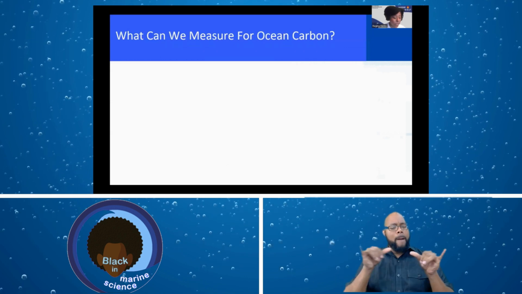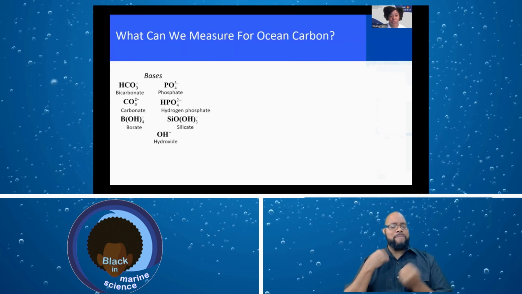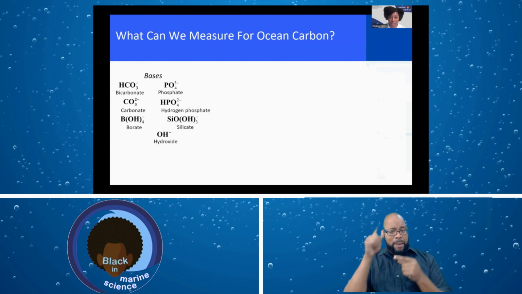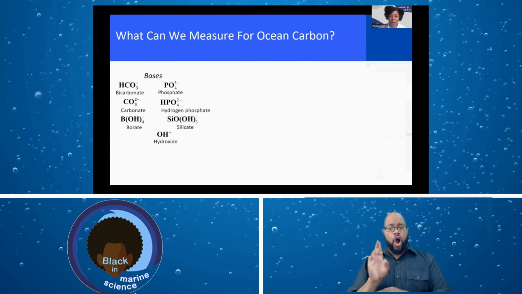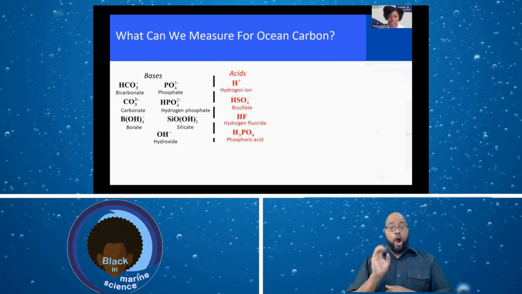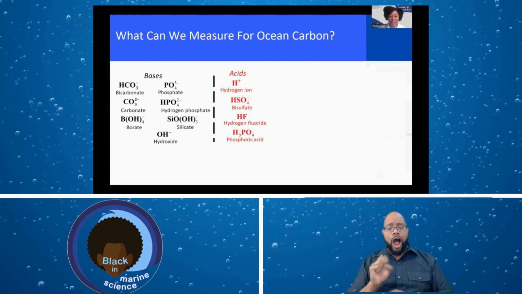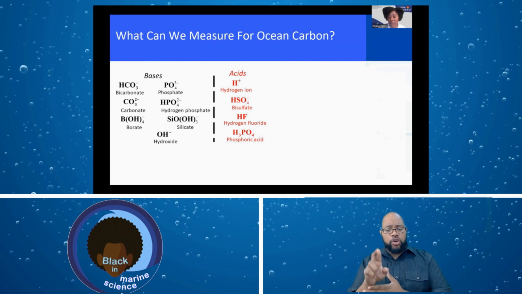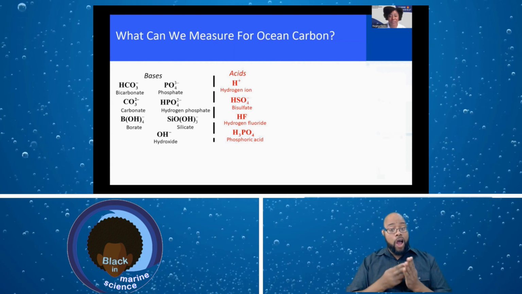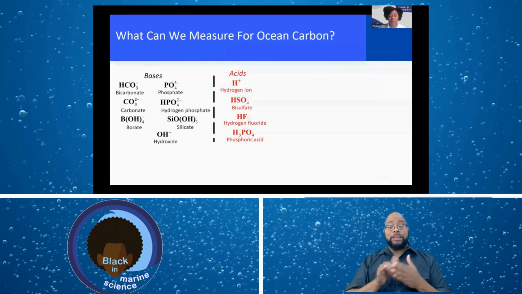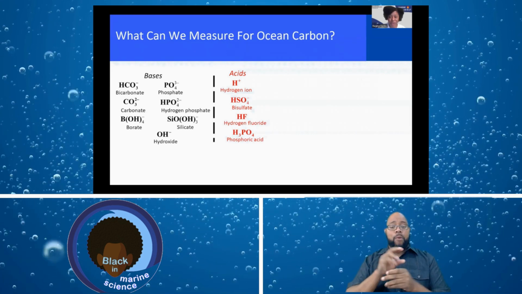And so what can we measure for ocean carbon? Well, there are lots of things that we think about when we think about the ocean carbon system, and literally it's not always just carbon. There are other elements and other ions that help to buffer the seawater. And in fact, the ocean carbon system is the major buffer that helps to maintain ocean pH.